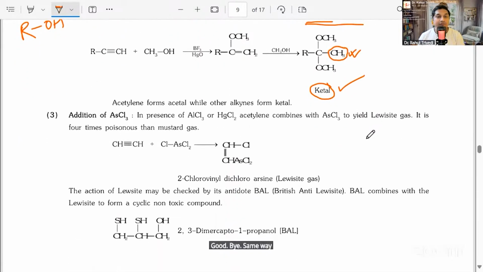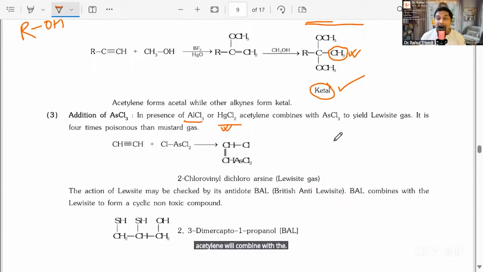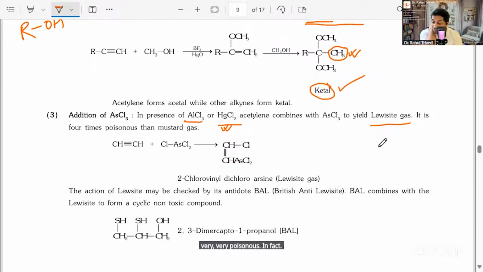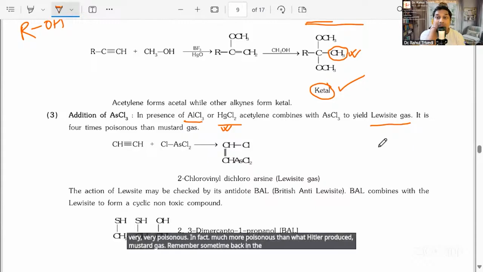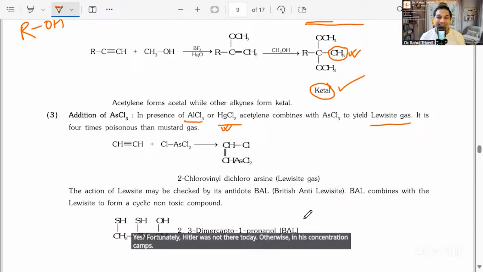Same way, addition of arsenic chloride, this time in the presence of aluminium chloride or mercury chloride is more preferred, correct? Acetylene will combine with the arsenic chloride and it will lead to the formation of a gas which is called lewisite gas. Very, very poisonous. In fact, much more poisonous than mustard gas. Remember, sometime back in the last chapter we saw mustard gas formation? This is 4 times more poisonous than the mustard gas. Yes? Fortunately, Hitler was not there today. Otherwise, in his concentration camps, this would be running.